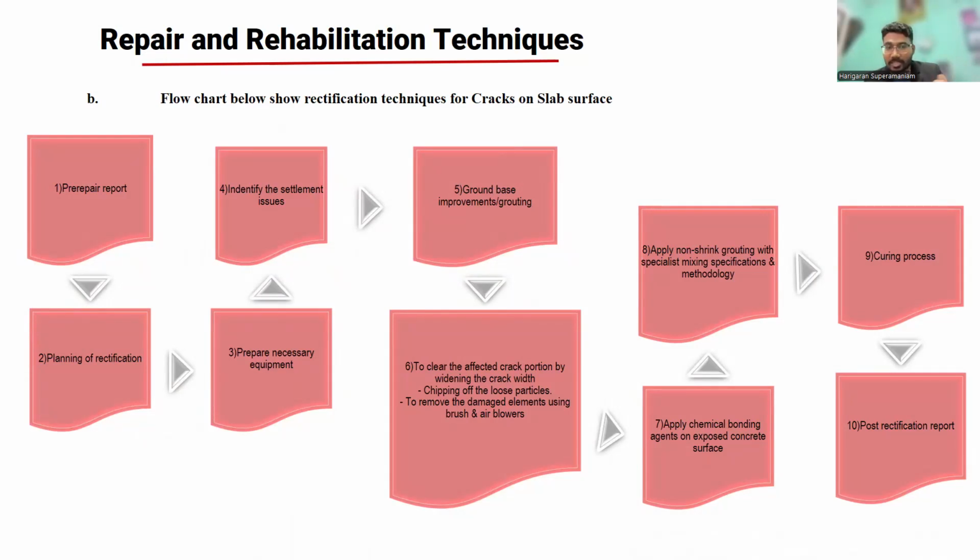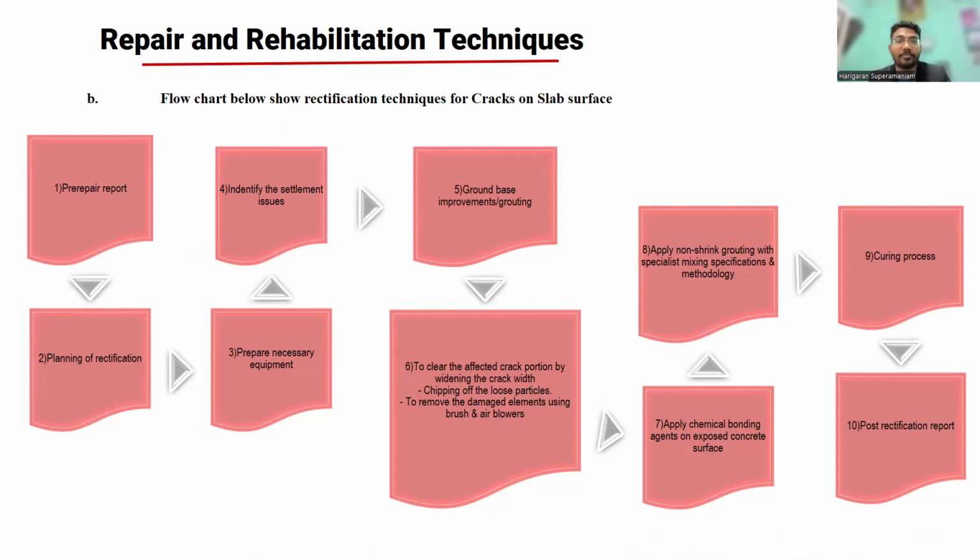So we have to, as I mentioned, first do the pre-repair report. Second, we have to identify the settlement issue. We have to make good. Okay, we have to prepare the necessary equipment. We have to make good or improve. Okay, grouting the base, make it no settlement. Okay, avoid settlement.